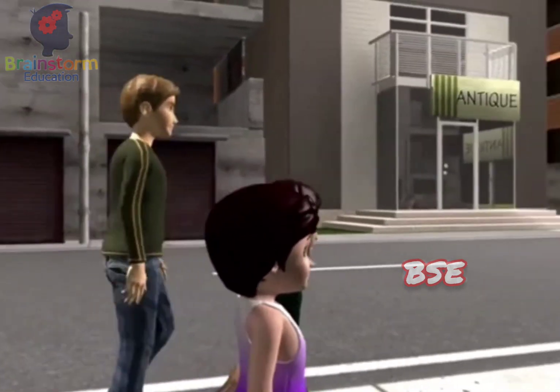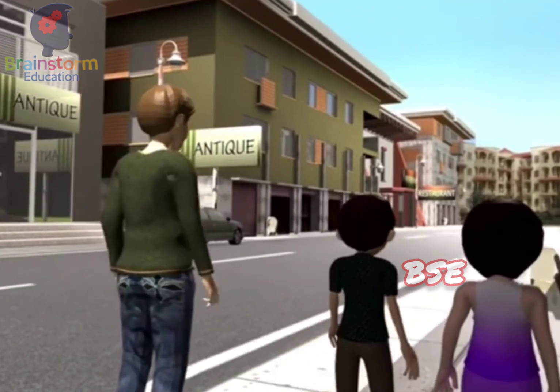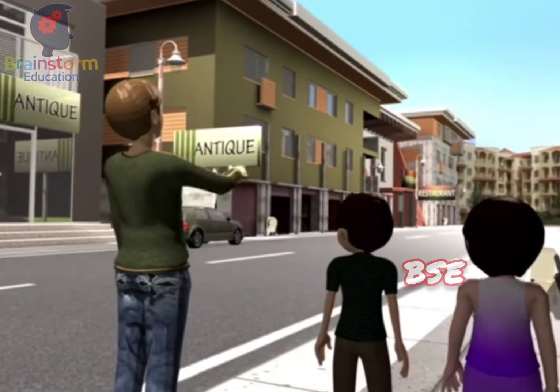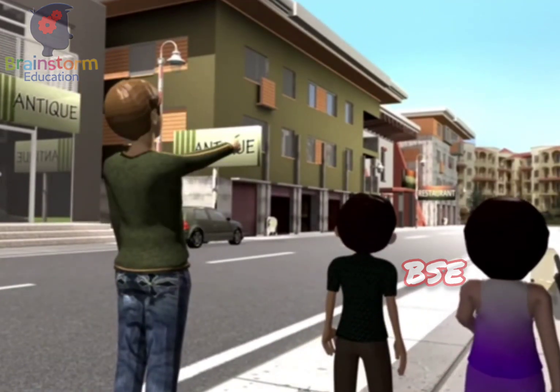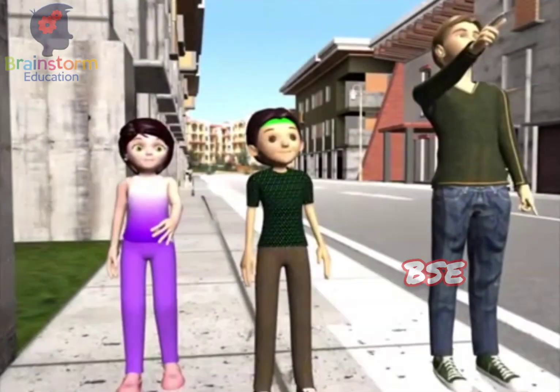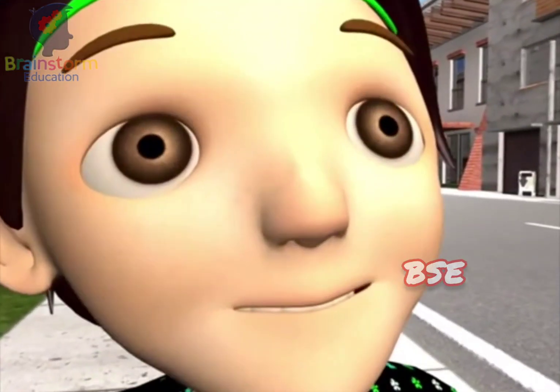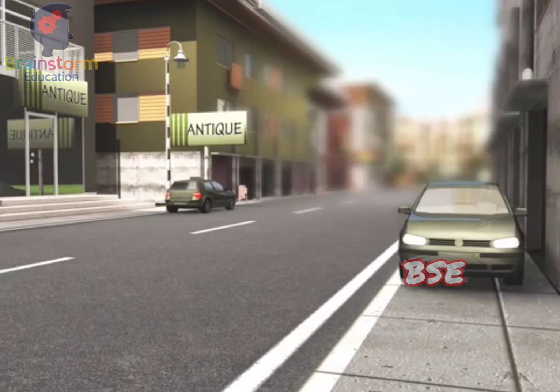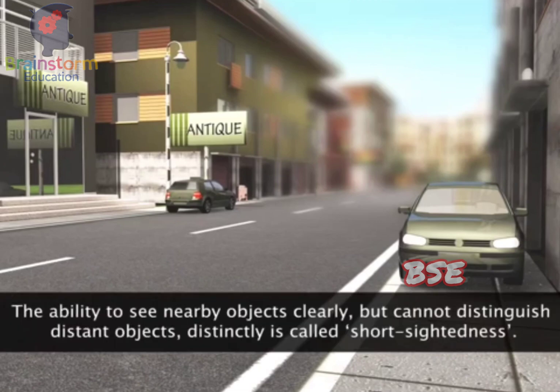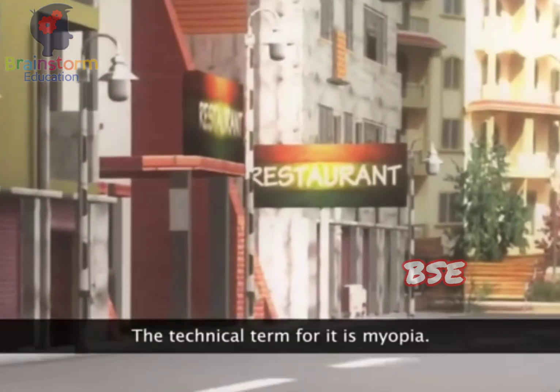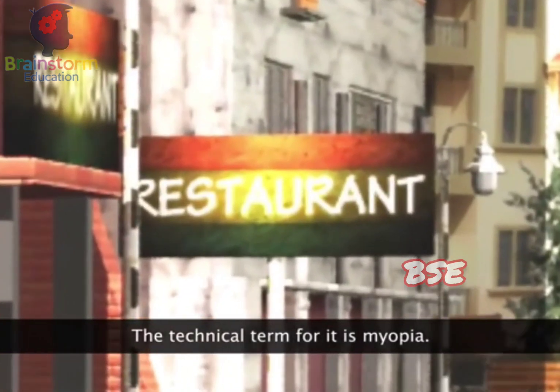Tony and his friends were walking in a market street while Tony points to a distant restaurant. Tony is able to read all the signboards, while his friend is able to read the nearby signboard but not the name of the distant restaurant. The ability to see the near objects clearly but not the far objects is called short-sightedness. The technical term for it is myopia.